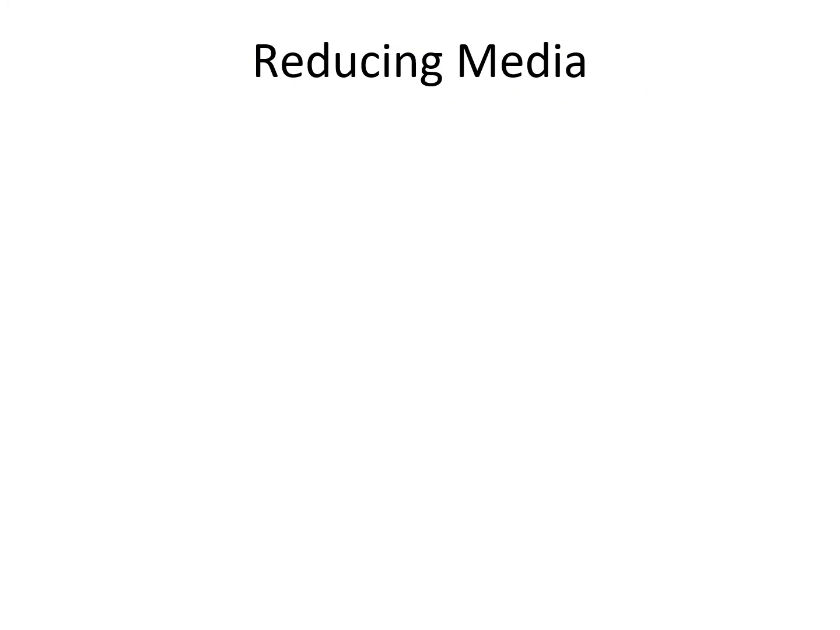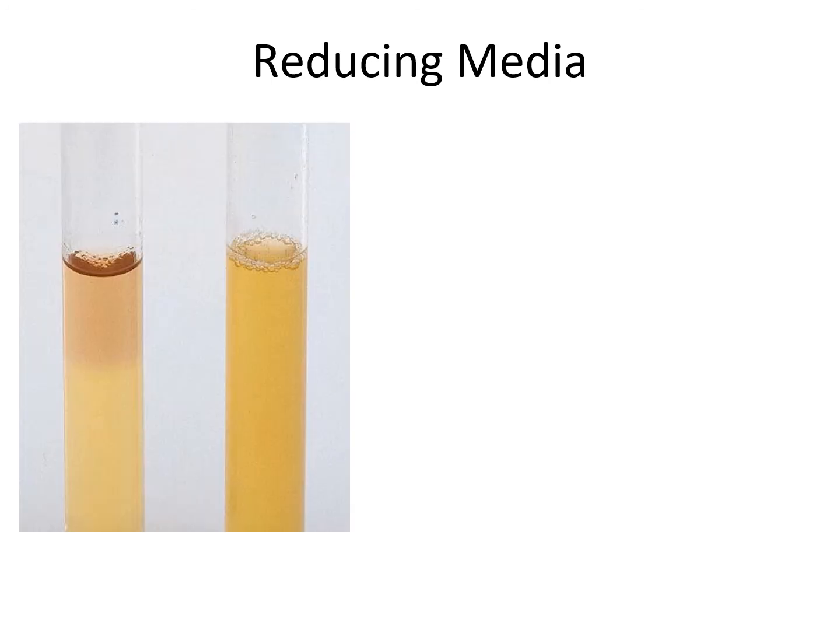For a little more detail on some of these different types of media, reducing media is used to grow obligate anaerobes. An example of this is thioglycolate media, which impairs the ability of oxygen to diffuse through the media. Also, thioglycolate contains an indicator which will change color where oxygen is present. So you will have high concentrations of oxygen at the surface, and oxygen is present until here, and then you have an anaerobic environment there.